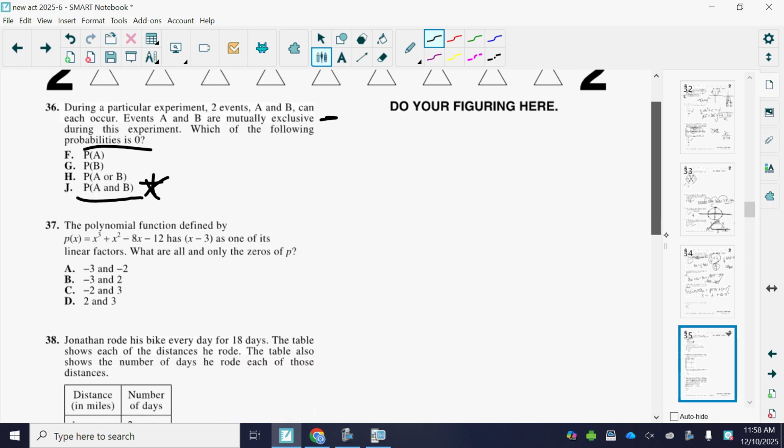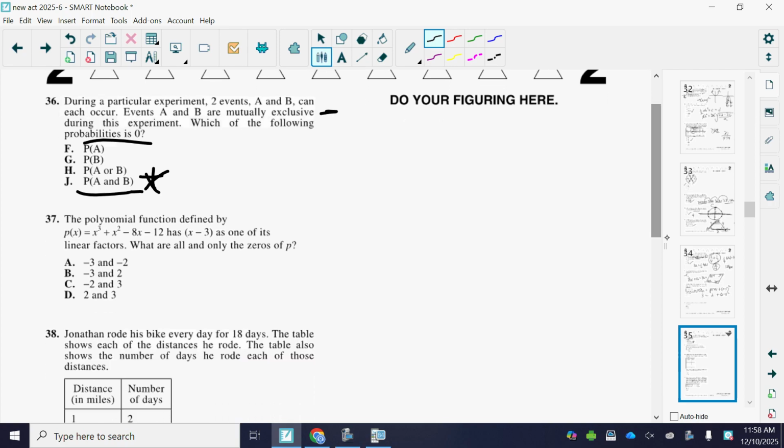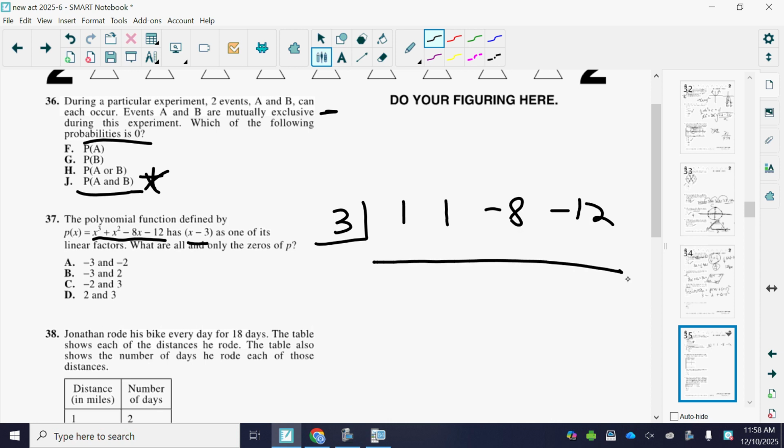All right, here you go. This is what I was promising you. See if you remember. X minus 3 means 3 goes on the shelf. The opposite number goes on the shelf. And then the coefficients go right here. So 1, 1, -8, and -12. Drop, multiply, roll. Multiply, roll. This is called synthetic division.